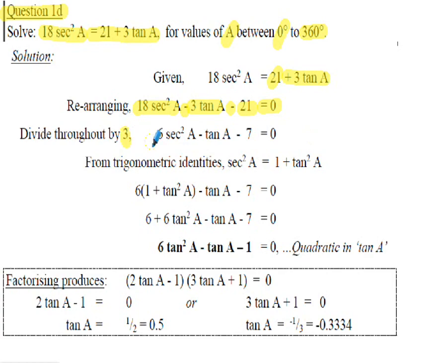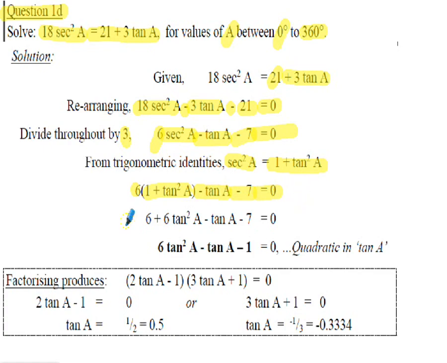So dividing throughout by 3, 18 divided by 3 is 6, so I get 6 times sec squared A, minus 3 divided by 3 is minus 1, so that's minus tan A, and minus 21 divided by 3 is minus 7. That's equal to 0. From previous trig identities, I notice that sec squared A is equal to 1 plus tan squared A, and I'm going to use that to simplify the problem in this case. So changing the sec squared A with the 1 plus tan squared A, I get 6 times that bracket, take away my tan A, take away my 7 equals 0.